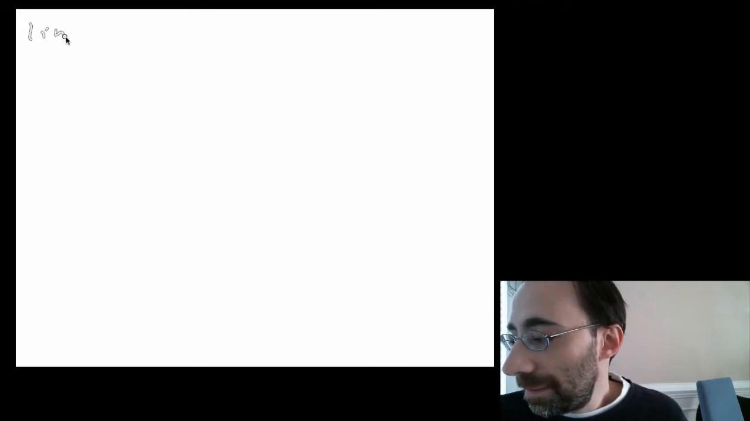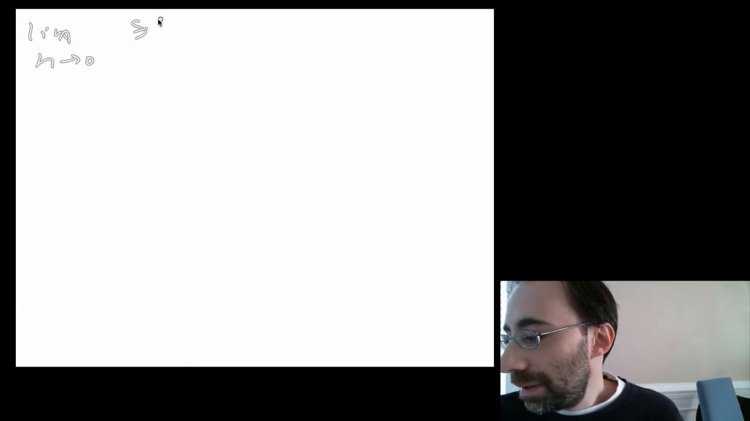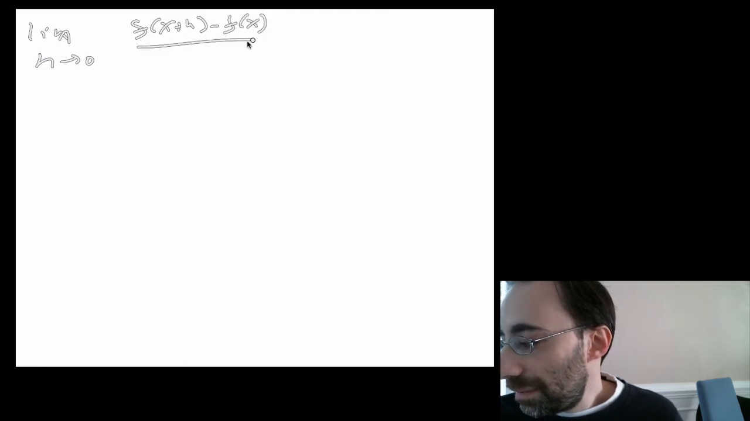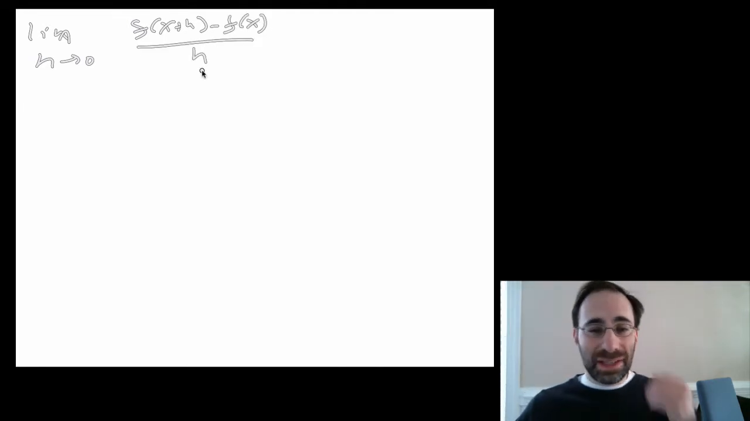It's the limit as h goes to 0 of f of x plus h minus f of x, divided by h. And I changed the x1 to x, it doesn't make a difference.